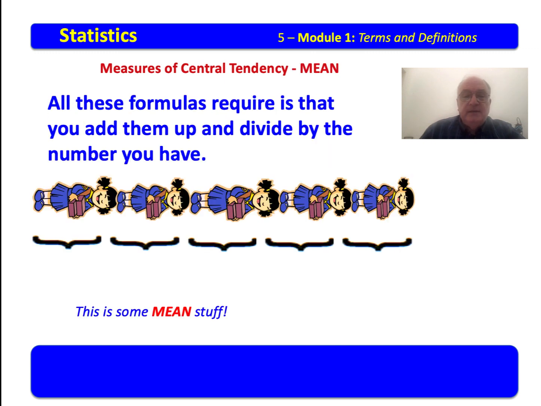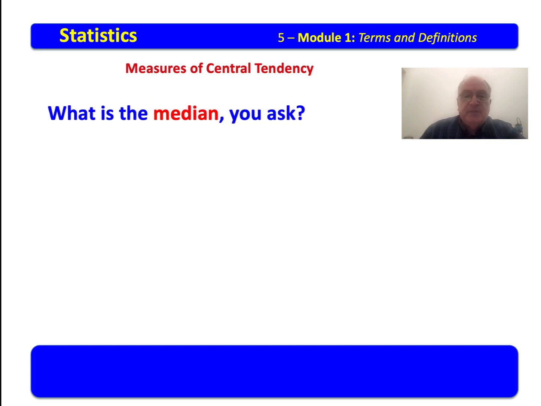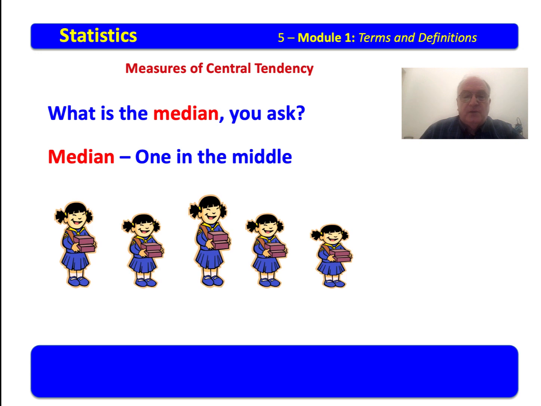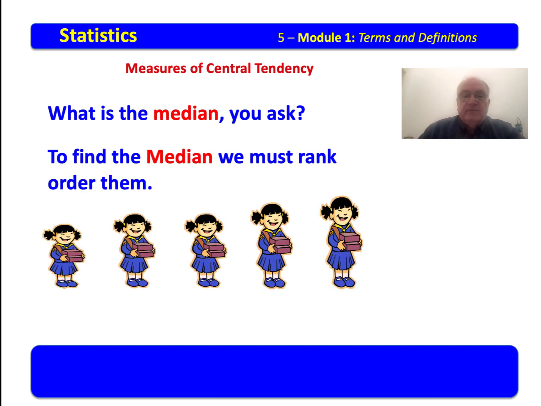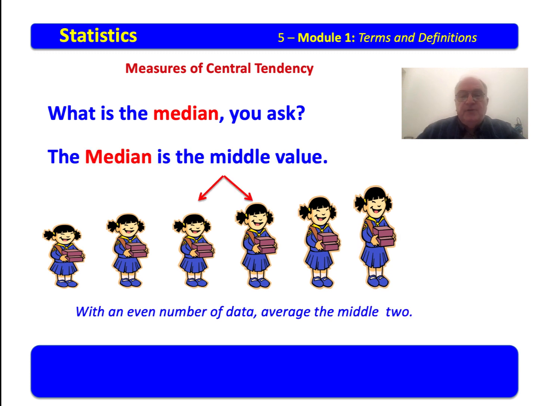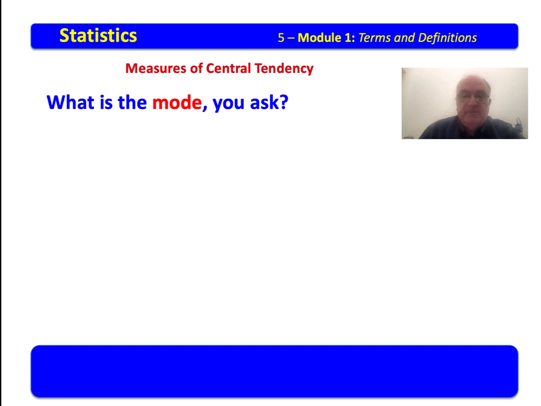So the mean is the numerical average. The median is the one in the middle when they are rank ordered. If we take these five brownies or Girl Scouts selling cookies and we arrange them in height from the smallest to the tallest, the one in the middle is called the median. The middle height is the median. And if you have an even number of them, then you take the two in the middle, once they're rank ordered, add them together and divide it by 2.